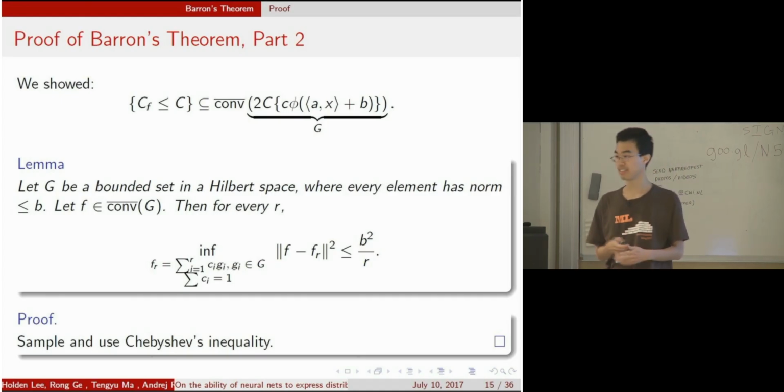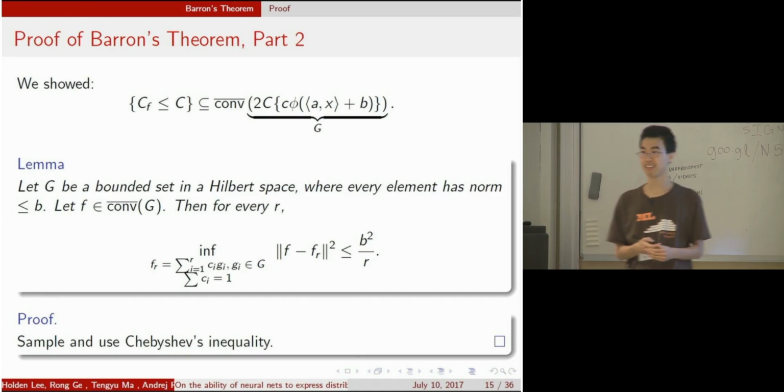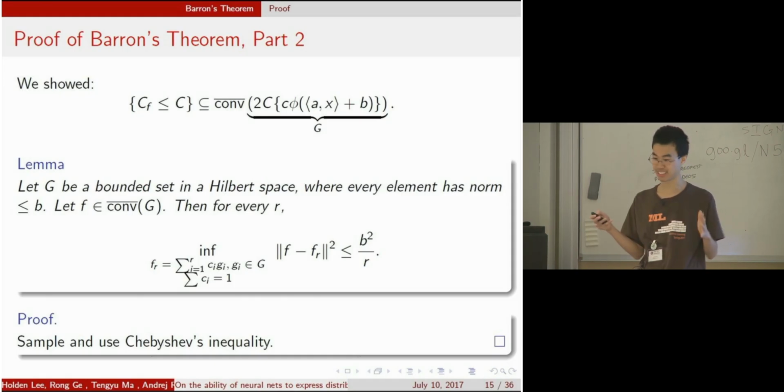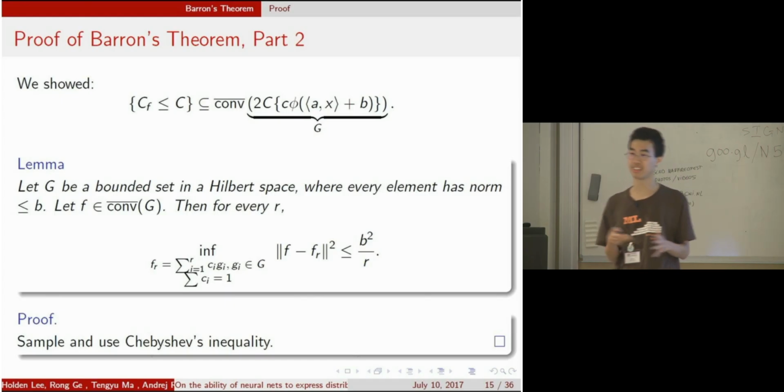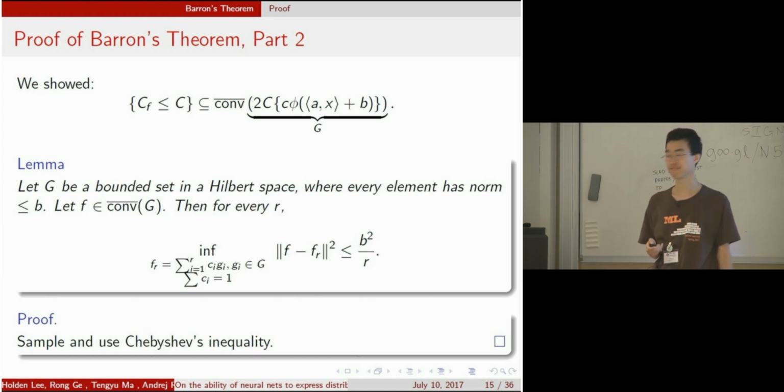And finally, we use the sampling trick, which is we have f as a linear combination. Now we sample according to the size of the coefficients. And then we get a representation using only R terms, and the error we get is bounded by Chebyshev's inequality.